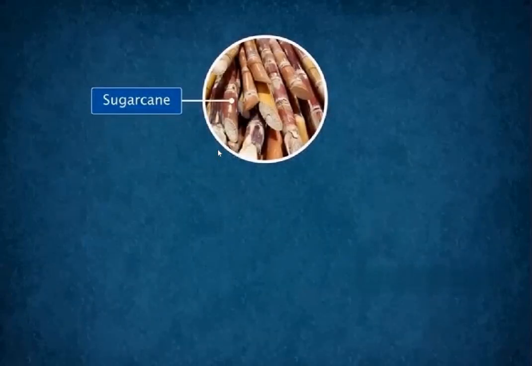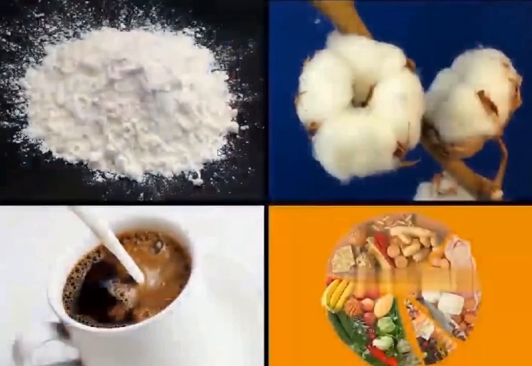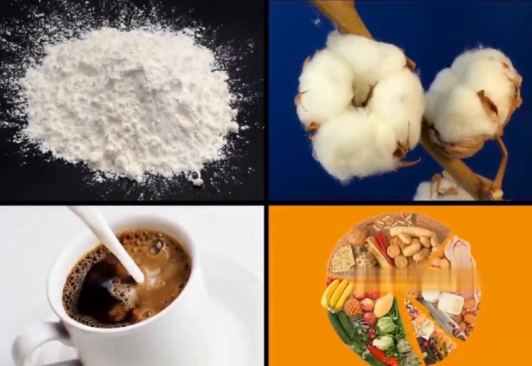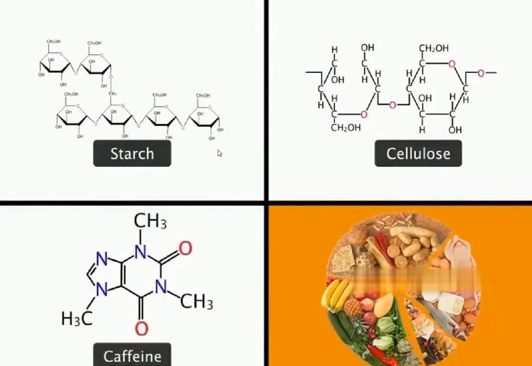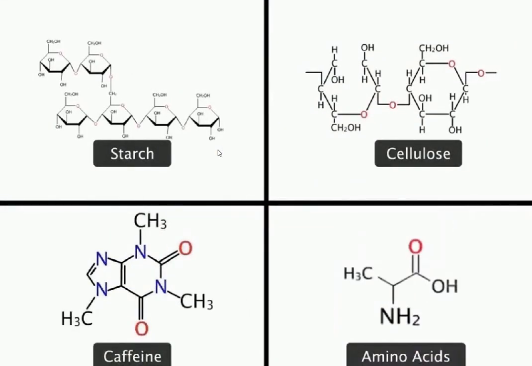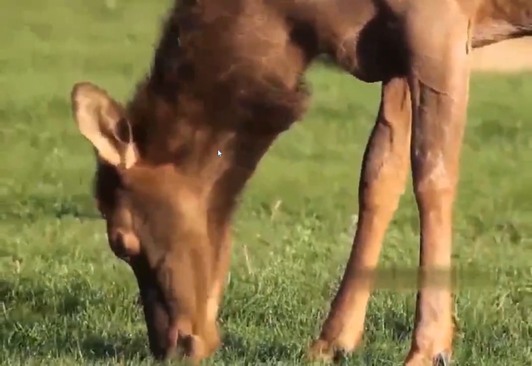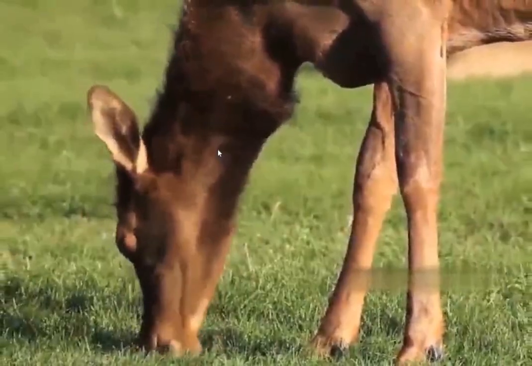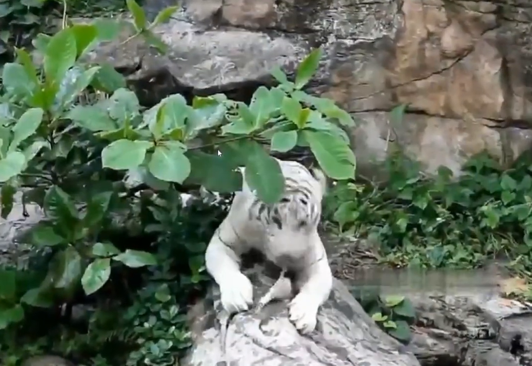Plants such as sugarcane and beets give abundant sugar. Other substances of major importance that are derived from plants include starch, cellulose, caffeine, and amino acids. Animals feed on plants and other animals to synthesize amino acids, proteins, fats, and carbohydrates.